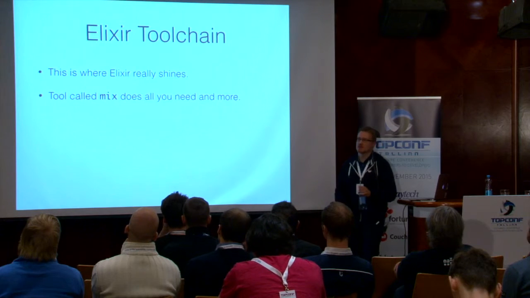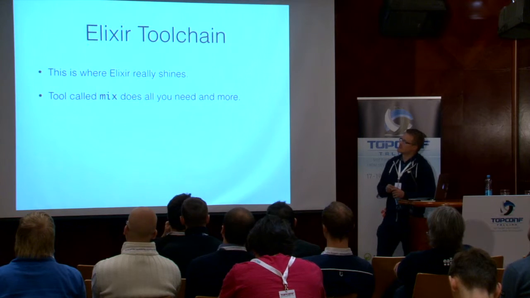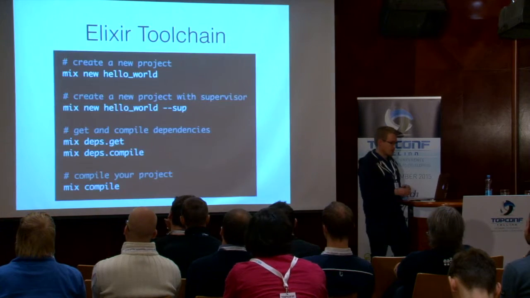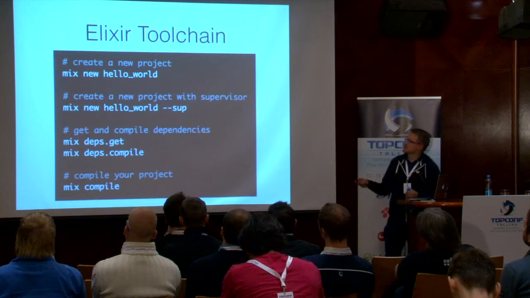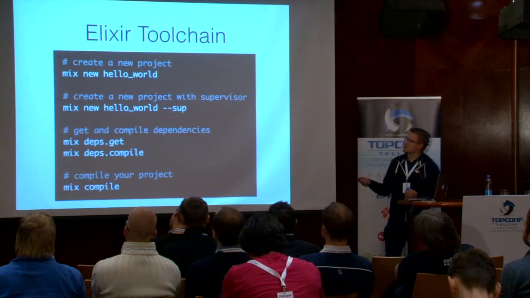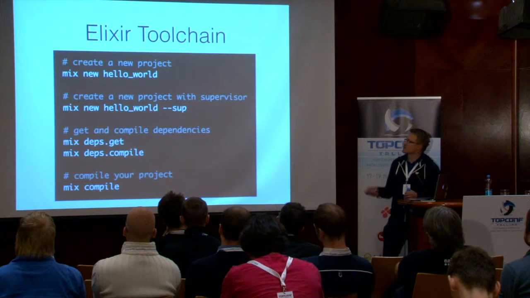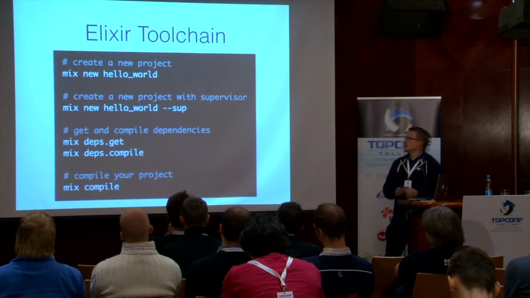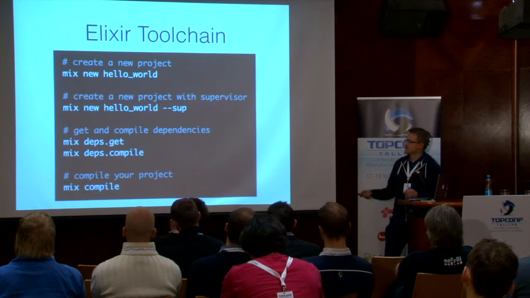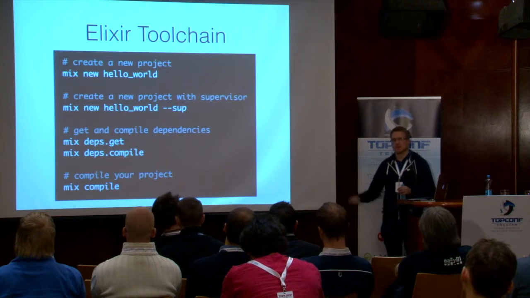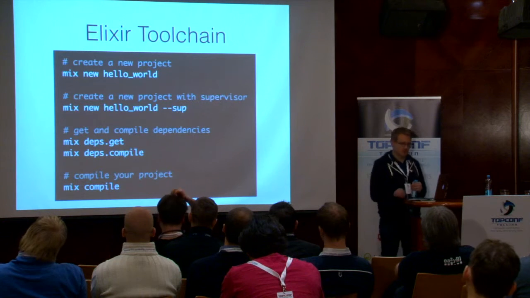I mentioned already the Elixir toolchain. It's really good. There's a tool called Mix that does a lot of things. You can start a new Elixir project using Mix. You can create a project with a nice supervisor template, so you don't have to write those on your own, by giving it this argument. Compiling and getting dependencies all work really smoothly and fast. Mix gives tools for unit testing, building documentation, uploading packages and more.